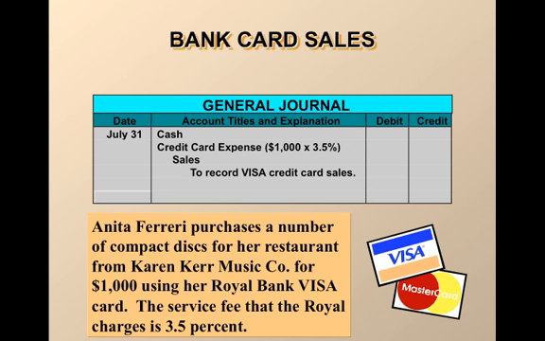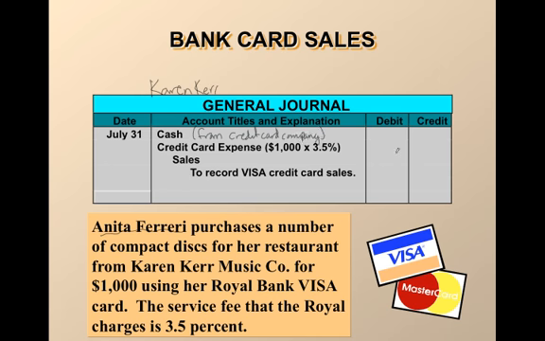Anita Ferrari purchases a number of compact discs for her restaurant from Karen Kerr Music Company for $1,000 using her Royal Bank Visa. The service fee that Royal Bank charges is 3.5%. So, right off the bat, this is the journal entry for Karen Kerr Music Company, because they're the store, okay? So Anita Ferrari is making the purchase. So they're going to get the cash from the credit card company. It's not going to be the whole $1,000 though.